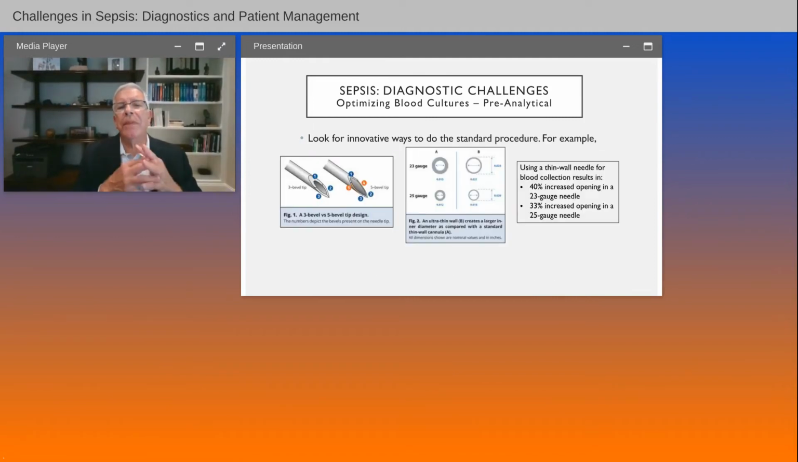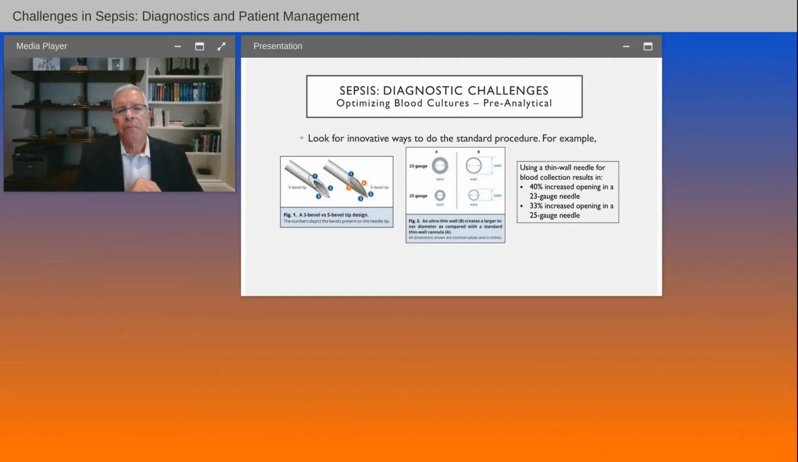The other thing, and I'm just going to use an example here, but it's really a broader principle, and that is look for innovative ways to do the standard procedures. Now, I talked about specimen collection and how you can take that combination of trained individuals to collect the specimen using the standardized protocol and kit, education, monitoring, and feedback. All of those can improve the recovery. But you think about other ways you can do it.